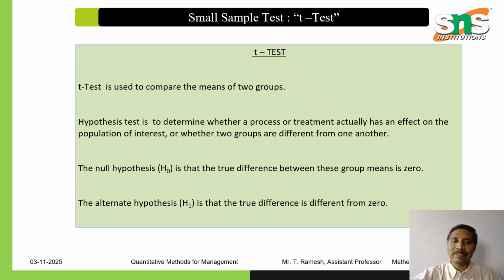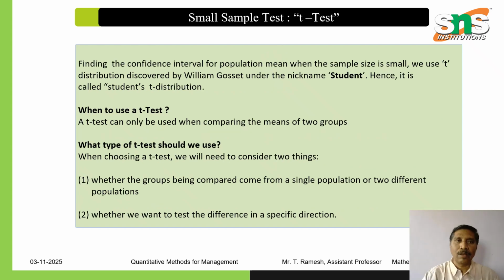So the null hypothesis is that the true difference between these groups' means is zero. The alternative hypothesis is that the true difference is different from zero. For finding the confidence interval for population mean when the sample size is small, we use t-distribution. It was discovered by William Gosset under the nickname of Student. Hence, it is called student t-test or student t-distribution.